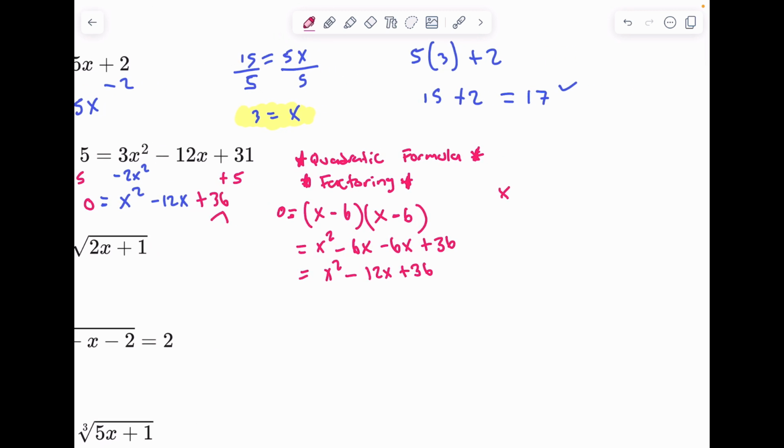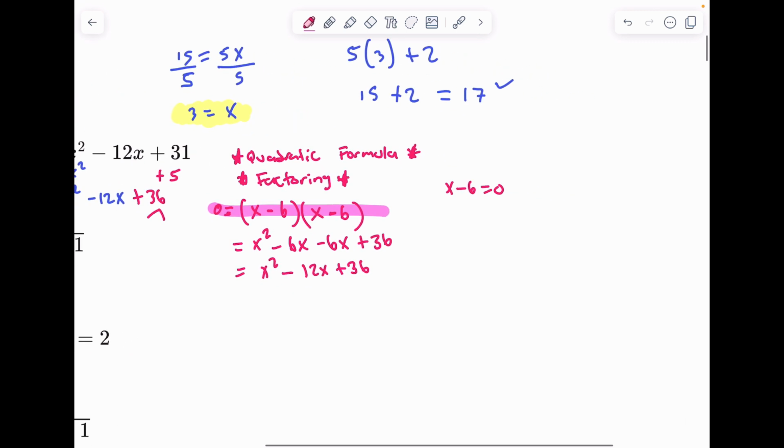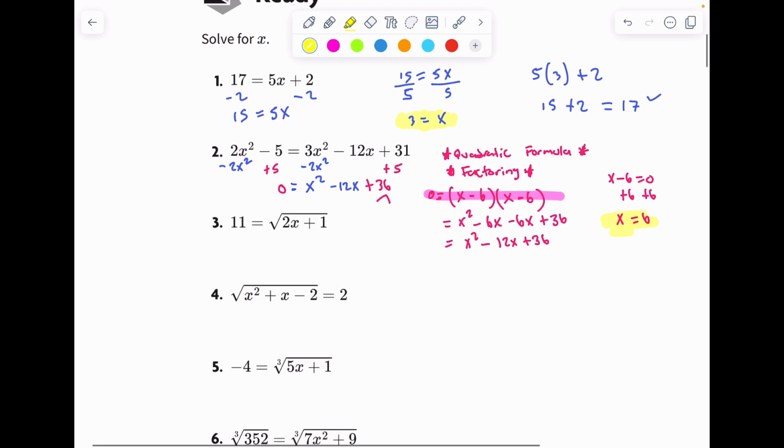Now I set every single one of these right here equal to 0. So x minus 6 is equal to 0. And what do I end up getting when I do that? Right? Again, this goes back to problem number 1, solving for x. I add 6 to both sides, and I get that x is equal to 6. Okay? So let's go. Cool.